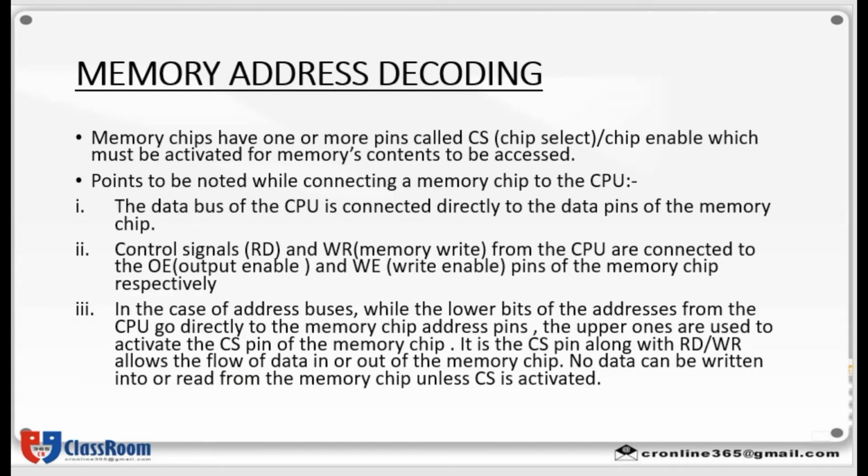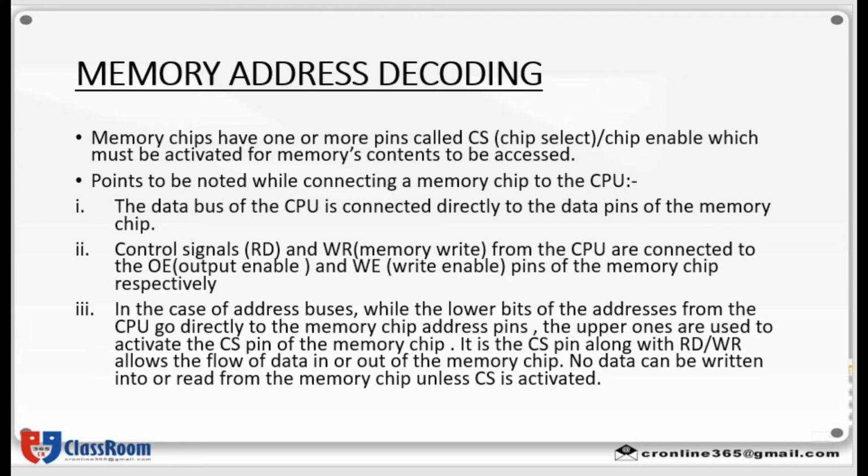Then next is memory address decoding. Then what is meant by this decoding? Memory chips have one or more pins called chip select or chip enable, which must be activated for memory's contents to be accessed. Sometimes the chip select is also referred to as chip enable.